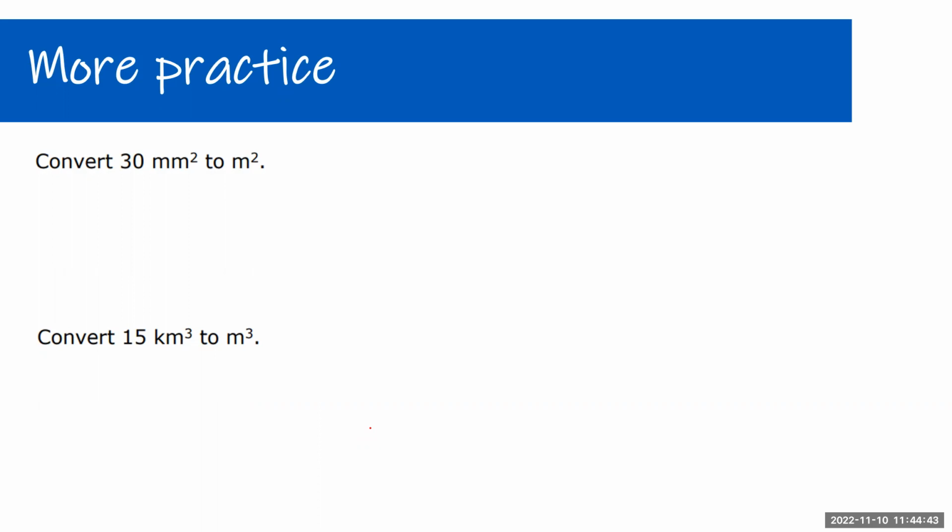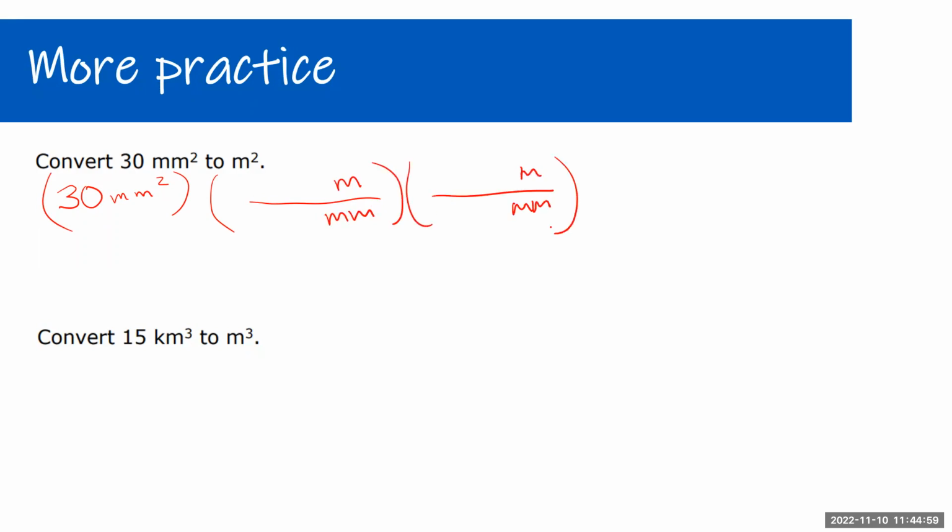30 millimeters squared to meters squared. We're going to do that unit analysis. You're starting with 30 millimeters squared. Now you know that you want to go to meters and you need to cancel out millimeters twice. So they're going to be identical, but you know that you need to do this.